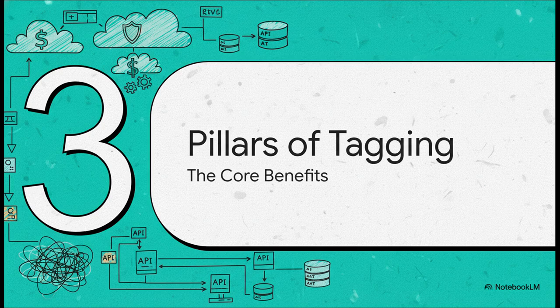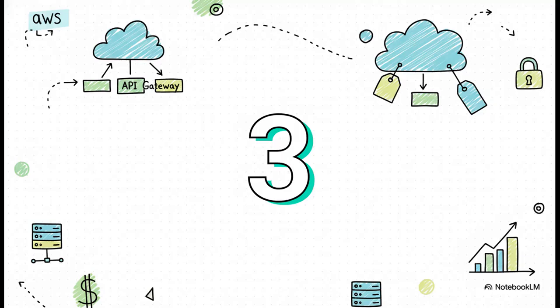All right, so now we know what tags are and why we have to be consistent. Let's get to the good stuff. Why should you even bother? Well, tagging basically gives you three primary superpowers for managing your AWS resources. And those superpowers are controlling access, tracking costs, and organizing everything. Let's break down each one.